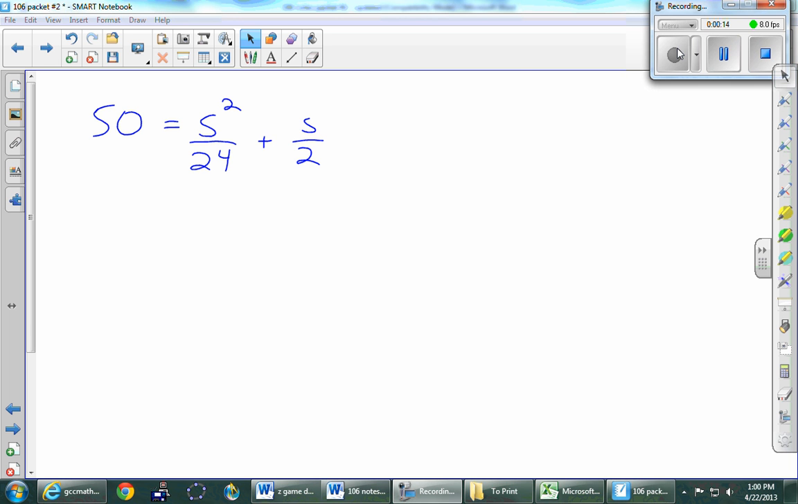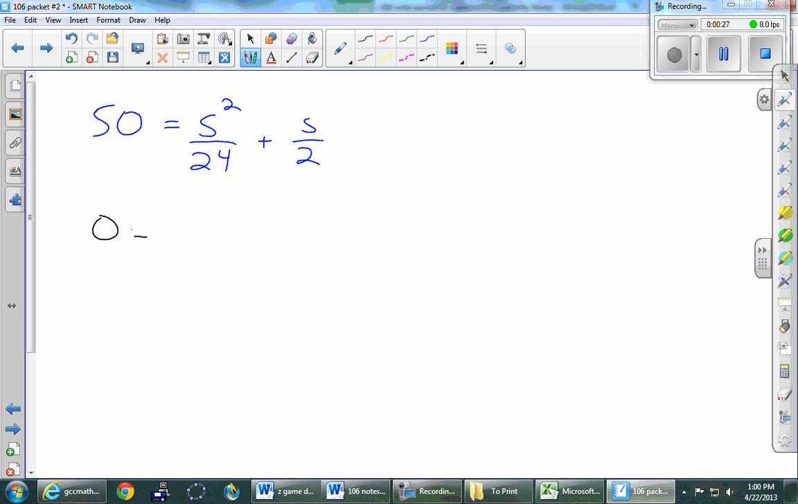So remember the big tool that we developed last class was the quadratic formula, but first we need to get one side of this equation equal to 0. So how about we move the 50 over? So subtract 50 from both sides.